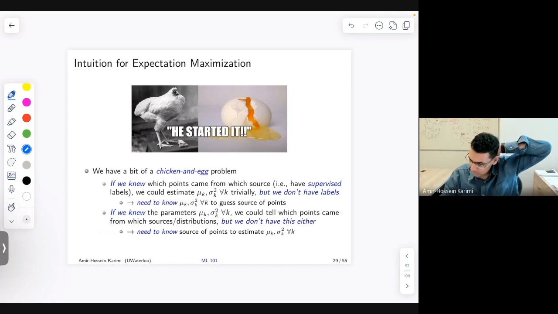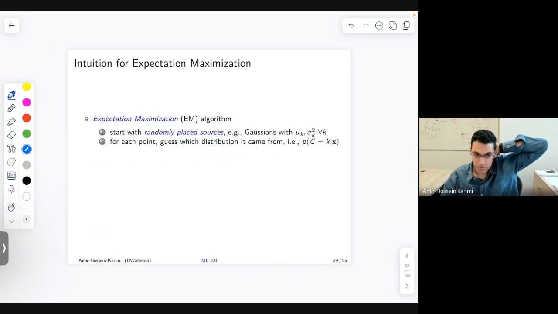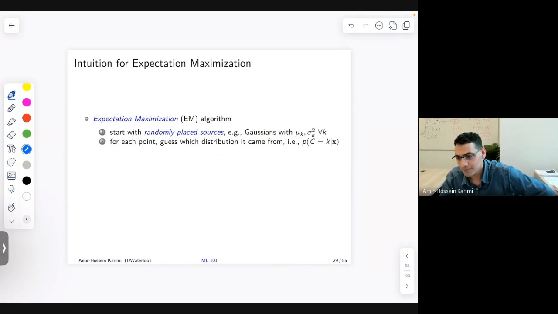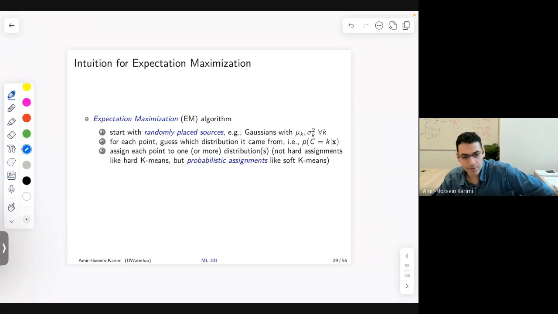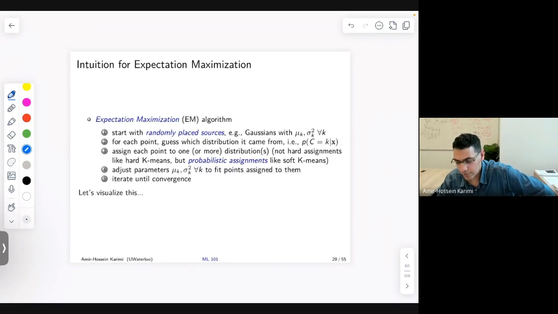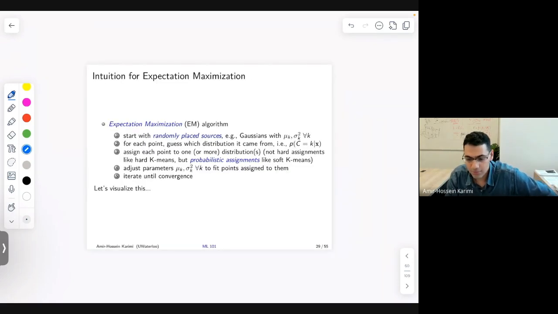So the overview of the expectation maximization algorithm for Gaussian mixture models is as follows. We start off with randomly placed sources, just like we did for randomly initialized centroids. And then for each of the points, we're going to guess which distribution it came from. And then we're going to assign the points to those distributions. We're going to use those values to then update the parameters of the distributions, and then we iterate finally until convergence.